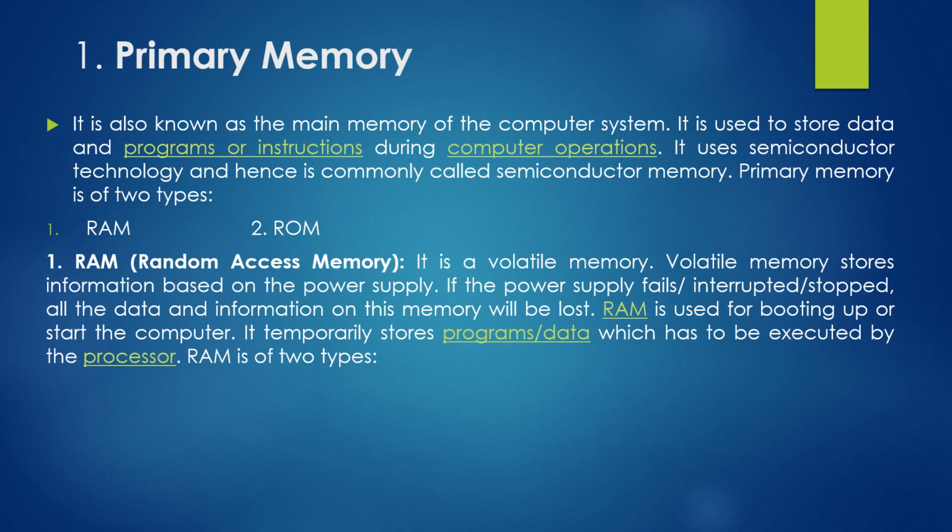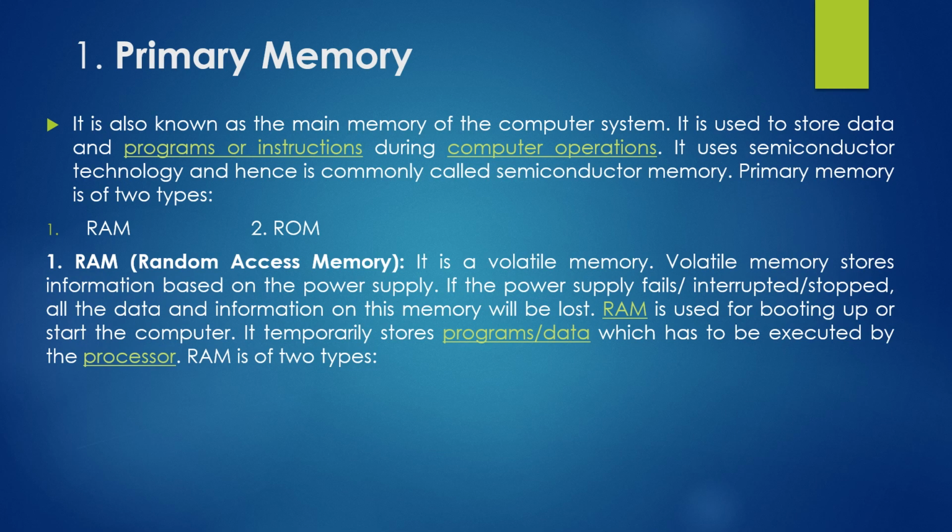Primary memory is of two types, RAM and ROM. RAM means random access memory. It is a volatile memory, meaning it stores information only while power is supplied. If the power supply fails, is interrupted or stopped, all the data and information in the memory will be lost. RAM is used for booting up or starting the computer. It temporarily stores program data which has to be executed by the processor.